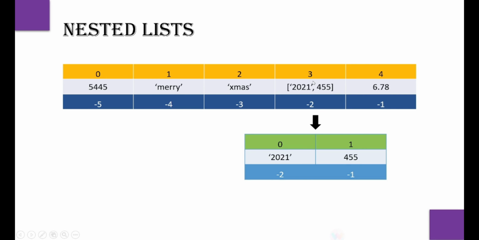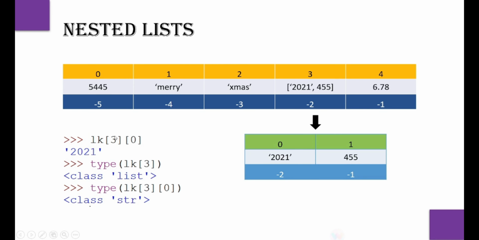But what if I have to print this inner element 2021? I'll print it by using the bigger list and then the smaller list. How do I write it? I'll write LK3, the bigger list index number, and then the index number of my smaller list, and then it just prints 2021.